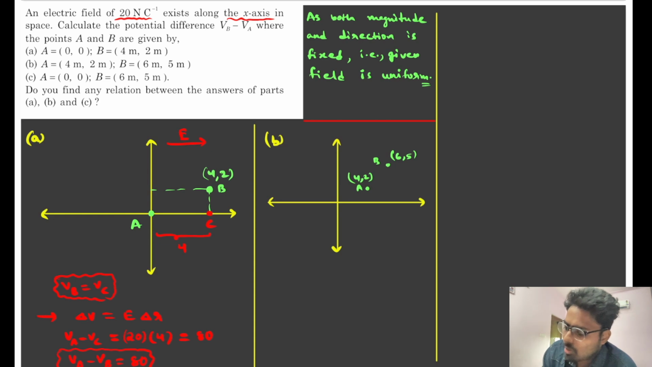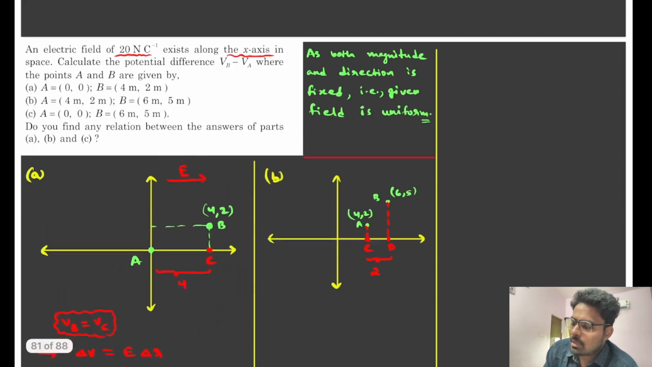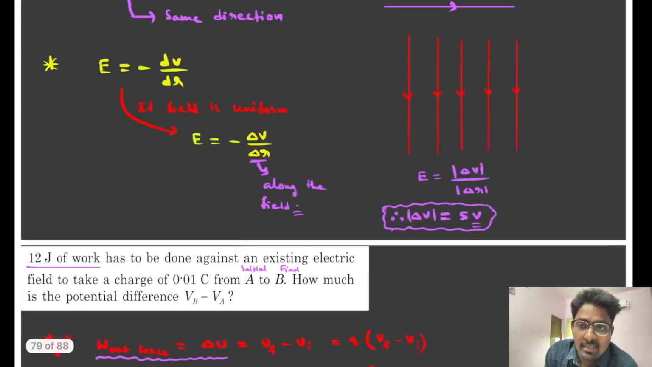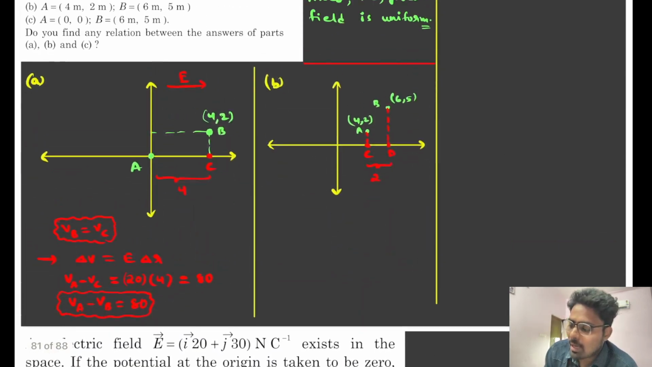Now I'll drop a perpendicular line onto the x-axis. Let me take this point as C and this point as D. The separation between the points C and D is nothing but 2, right? Along the x-axis, 4 and 2. Now instead of doing all these things, I'll directly use the formula that I already told. For finding delta V, you just need to take delta R, the distance along the field direction.